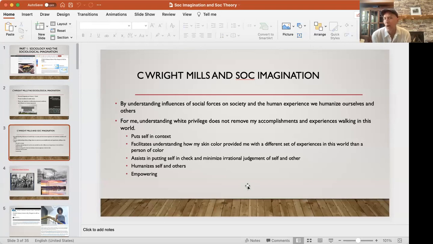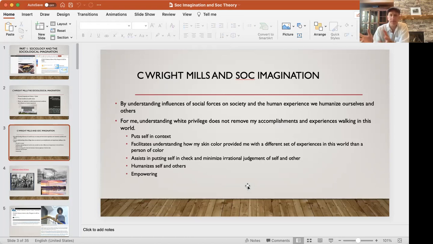I use the example of white privilege. Okay, I have white privilege. I have had it throughout my life, and I will continue to have it. That doesn't take away from my own accomplishments, what I've done with my life, or the different choices I've made, but it puts it in context. It humanizes me, but also humanizes other people. I can start to see that not everybody had the same experiences that I did, right? So it prevents me from unduly judging others without understanding.